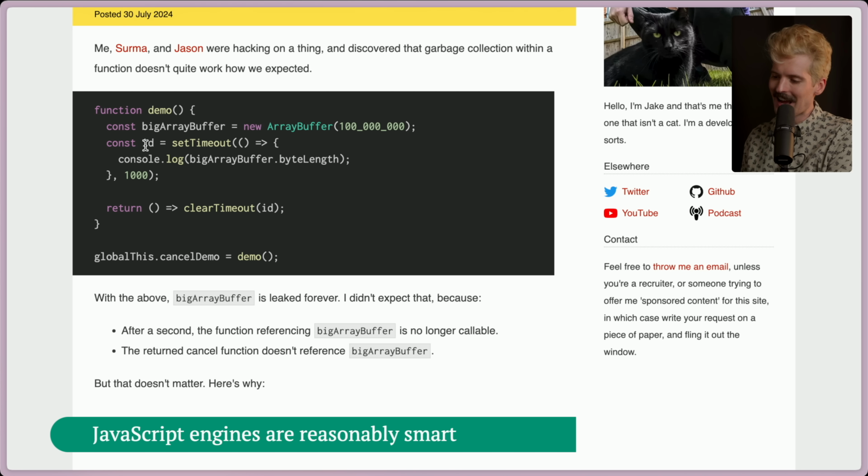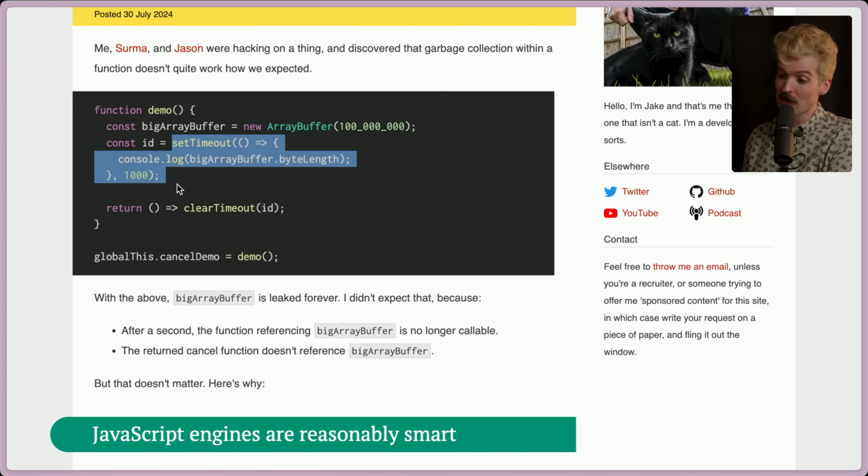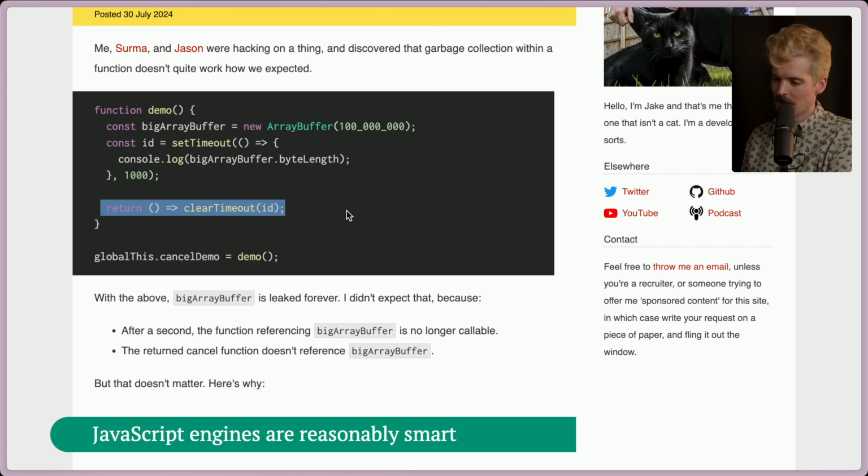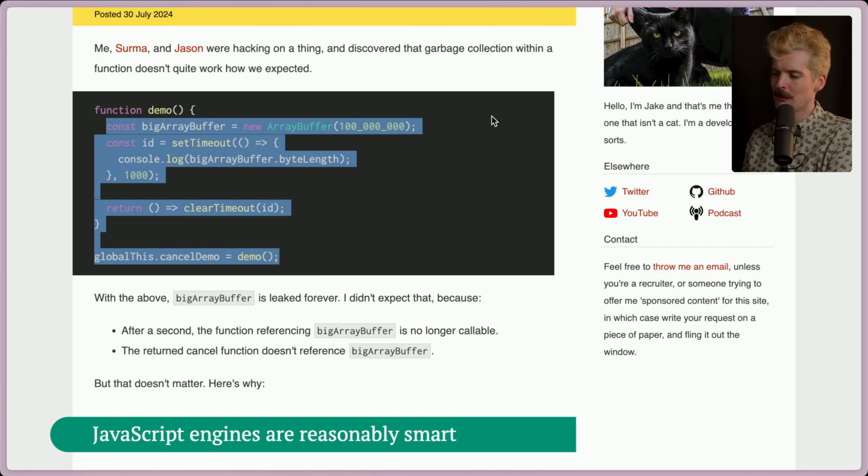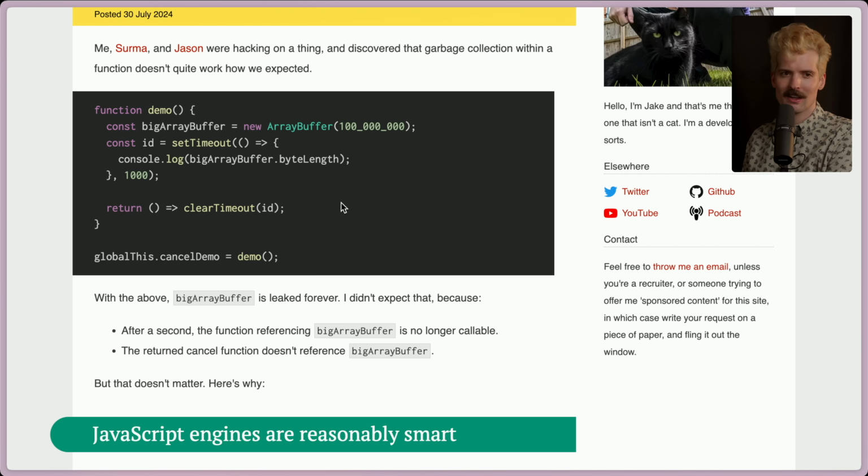My guess is because ID is the returned value from this, which means it's reference counting from bigArrayBuffer to this anonymous function to setTimeout to ID to this function. And since globalThis.cancelDemo still exists and it references ID, that reference tracker results in bigArrayBuffer staying allocated. That's my guess. We'll see as we go forward.